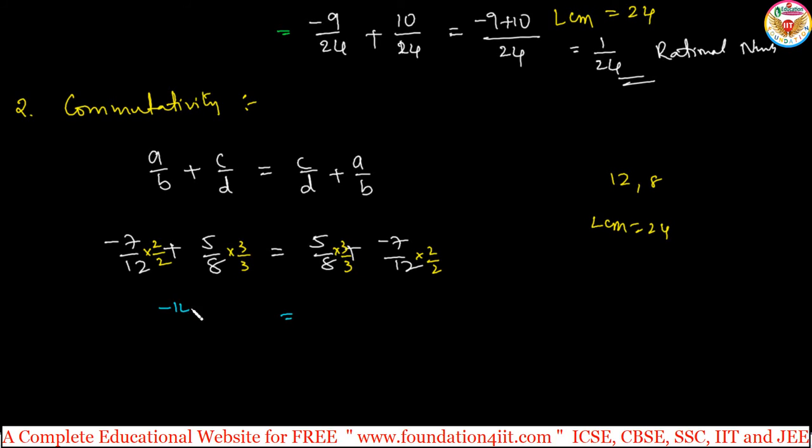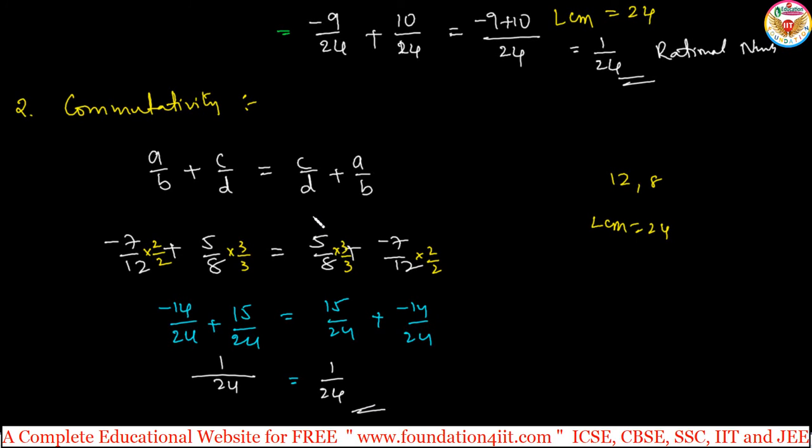Minus 7 into 2, minus 14 by 24 plus 5 threes are 15 by 24. On this side, 5 into 3, 15 by 24 plus minus 7 into 2, minus 14 by 24. The denominator is the same now. Minus 14 plus 15, 1 by 24. This is also the same, 1 by 24. 15 minus 14 or minus 14 plus 15 is the same, it is 1. So the commutative property exists. The closure property says adding any two numbers gives a rational number. The commutative property also exists. Now let us see the associative.